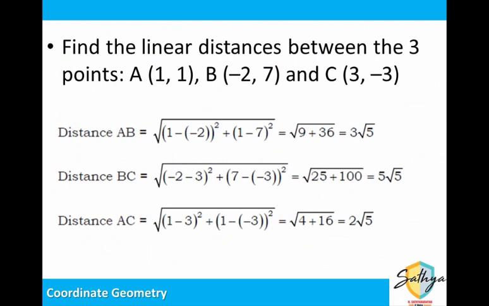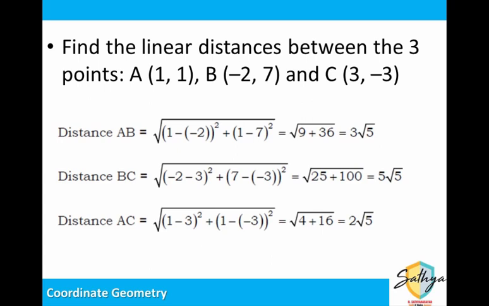So here are a few examples. If there are points A, B, and C given by the coordinates (1, 1), (minus 2, 7), and (3, minus 3), what are the linear distances AB, BC, and AC? I've shown the calculations on the screen. You can do it on your own and confirm your answers with the one provided here.